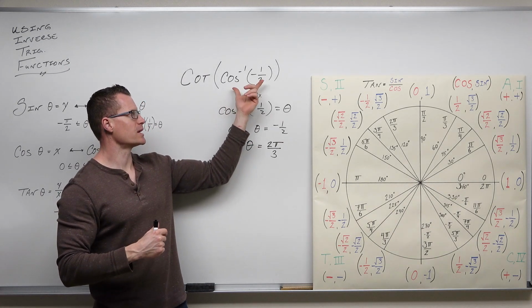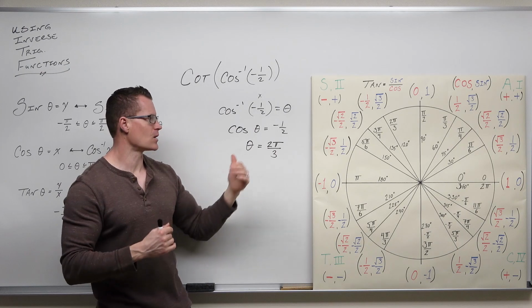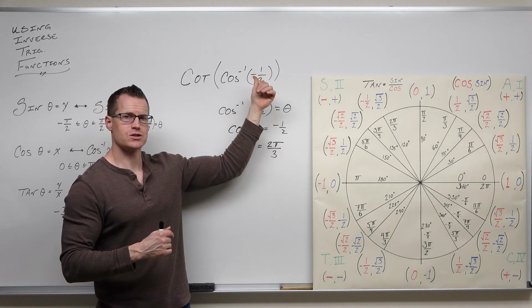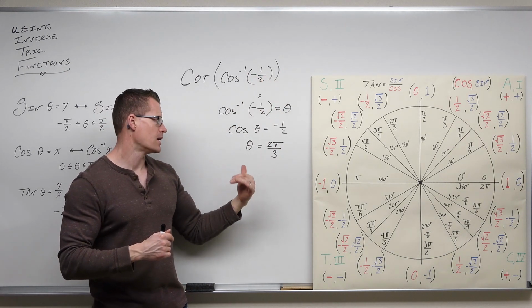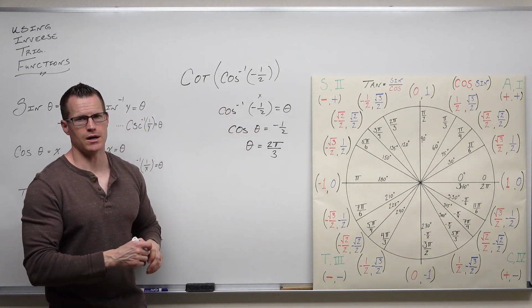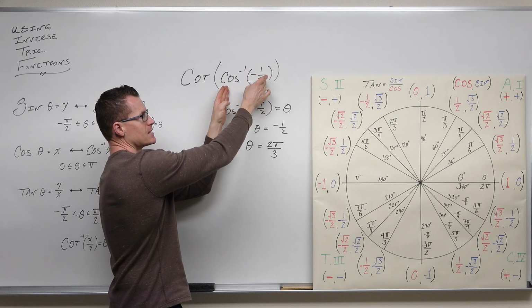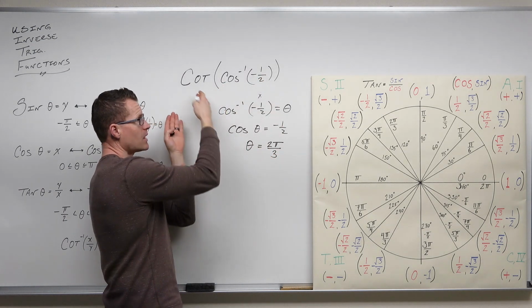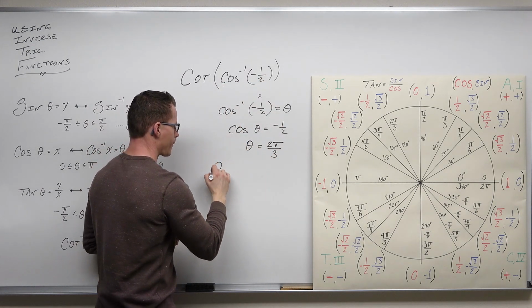So we're thinking, hey, cosine inverse, x coordinates, deal with the x and the angle. Our angle that makes that x coordinate on the appropriate domain is 2 pi over 3. Now we're going to find cotangent of 2 pi over 3. That's what this thing is. It's the angle. We just found the angle. So now evaluate it.